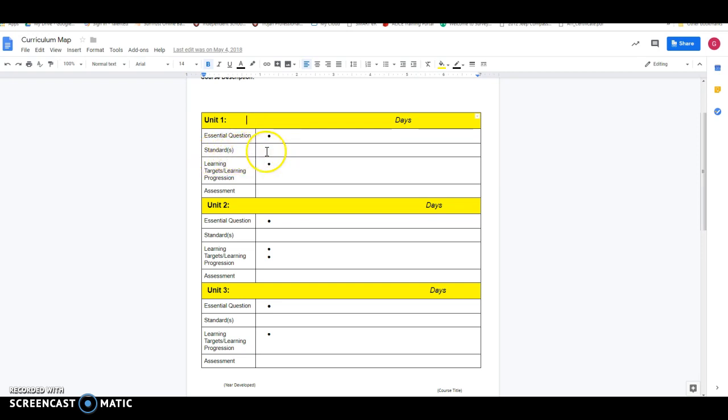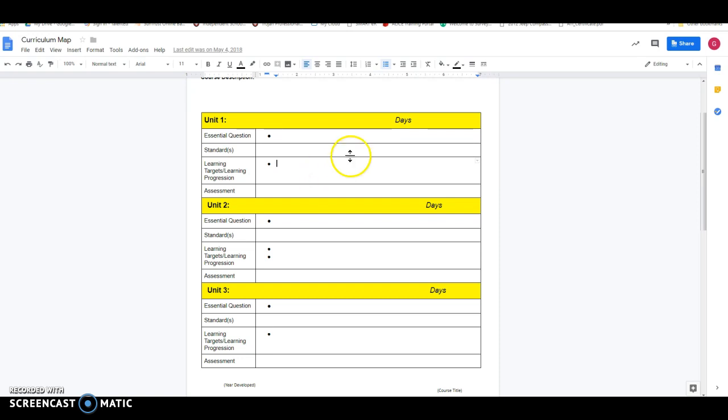And then with the standards, you want to list all the standards that are being addressed within this unit. So if you have a unit and you're addressing 5 standards throughout the course of this unit, you'll just list all the standards here. And then your learning targets: you do want to put them in the order that they're being taught, and your learning targets are like our old objectives.